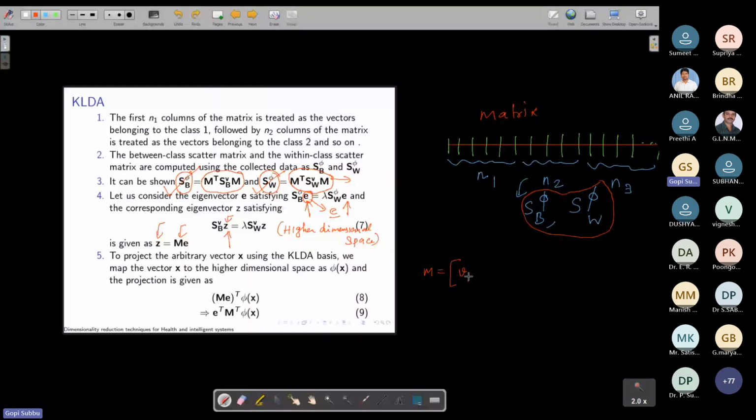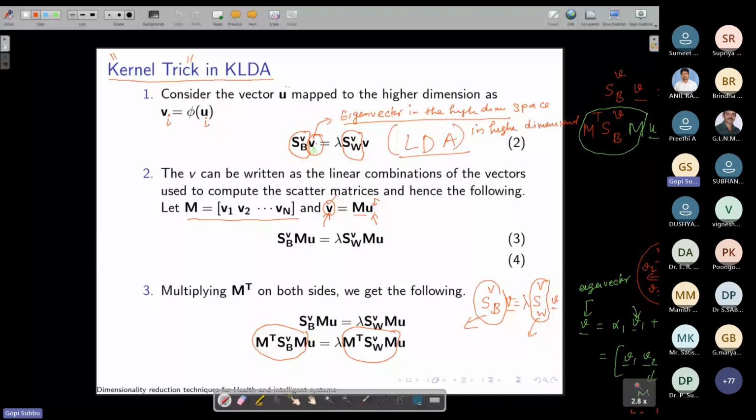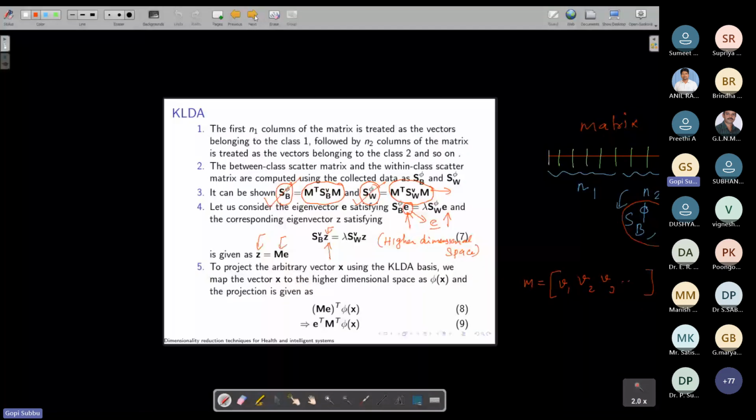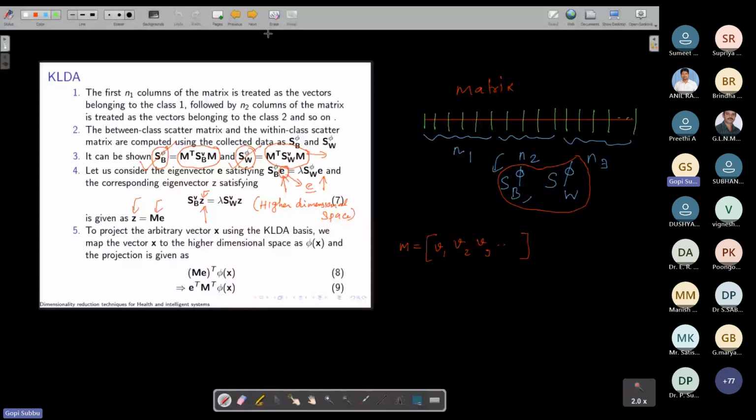So you remember that is there in that first slide, right? So you have here M is V1, V2, V3, and so on. This is the vectors arranged in column form to get this matrix M, right? And that matrix M is multiplied with this E, which you computed using this matrix. And you get this vector Z just by multiplying M into E.